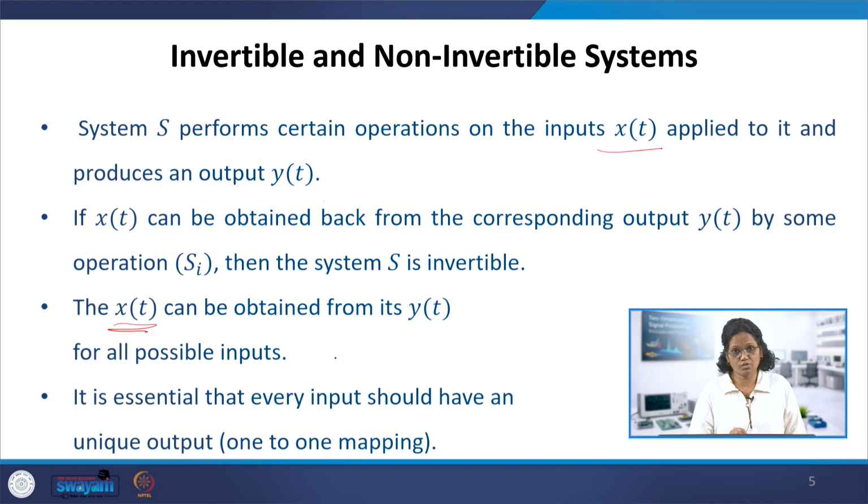It is also essential that every input should have a unique output, that is, a one-to-one mapping. Each input x1 should have y1, and then y1 should give back x1; x2 should give y2, and y2 should give back x2. So this unique mapping, or one-to-one mapping, should be obeyed by invertible systems.